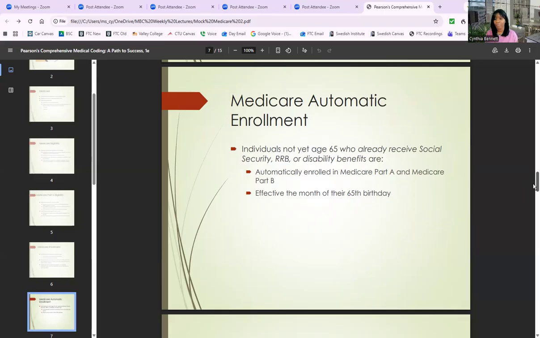Medicare automatic enrollment: individuals not yet age 65 who already receive Social Security, RRB, or disability benefits will automatically be enrolled. If they already are receiving any of those benefits, they don't have to actually do anything because they're basically already in the system. They will automatically be moved over into the Medicare program, and that'll be effective the month of their 65th birthday.